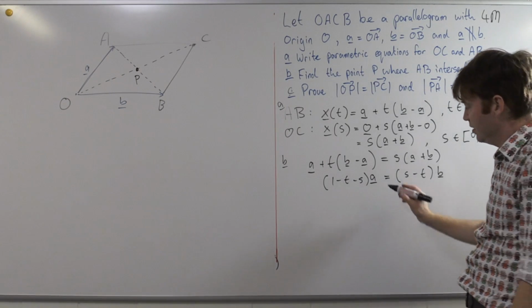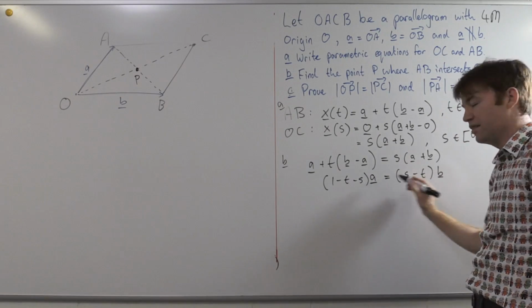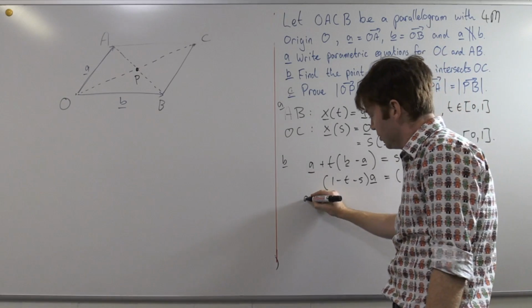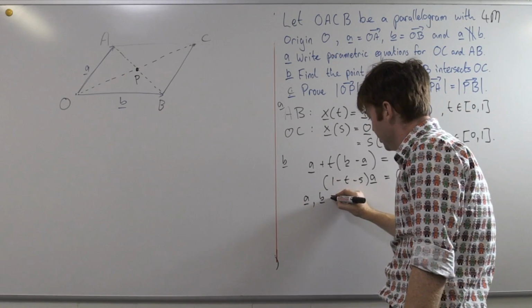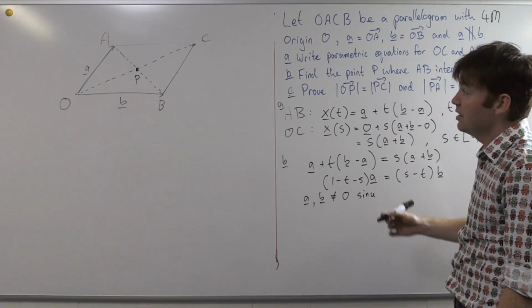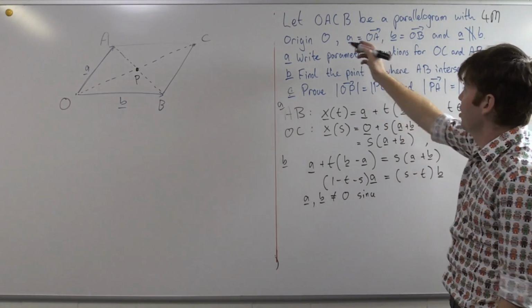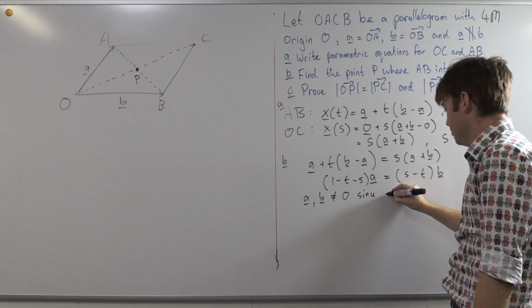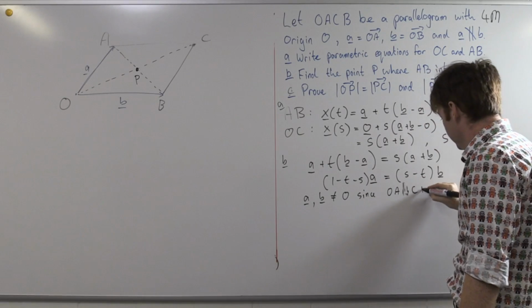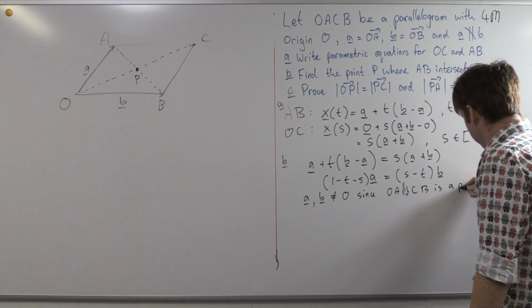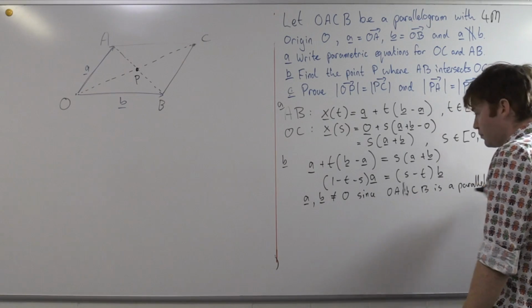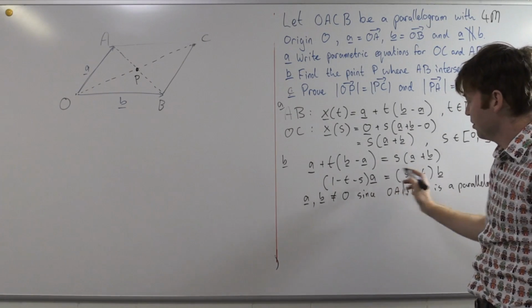We know a few things. First of all, we know these are non-zero vectors. A and B are not zero. How do we know that? It's because OACB is a parallelogram. Okay, so how else can we make these things equal?